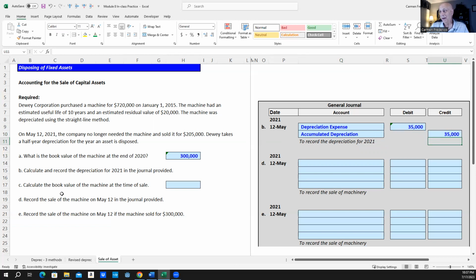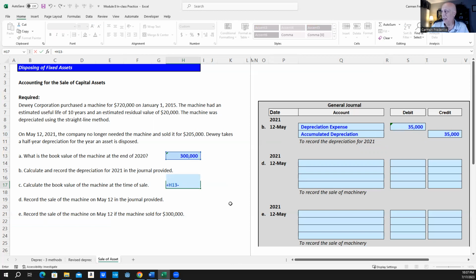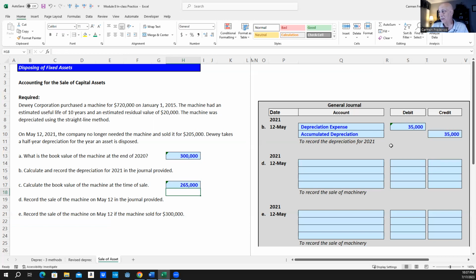So now we need to calculate the book value at the time of the sale. Well, the book value at the end of 2020 was 300,000, and we just depreciated 35 more. Then the book value is going to be 35 less than it was at the end of 2020. It's going to be $265,000 at the time of disposal. So that's important to know.